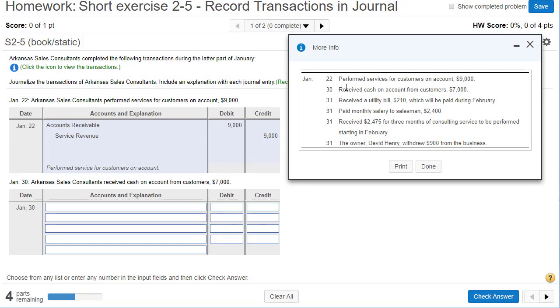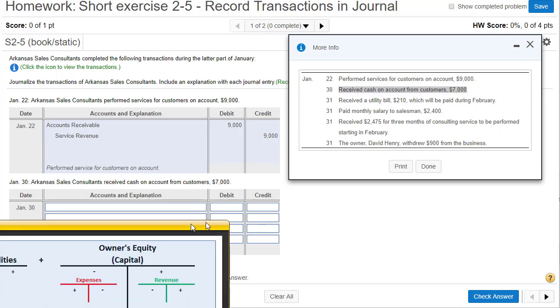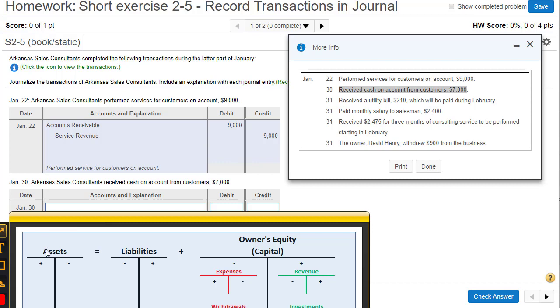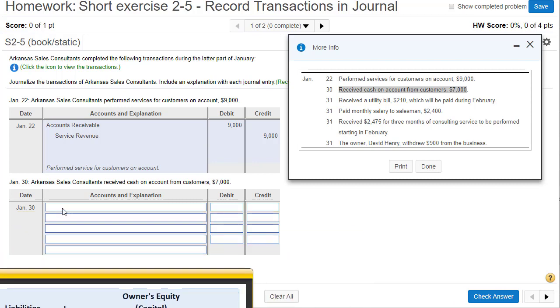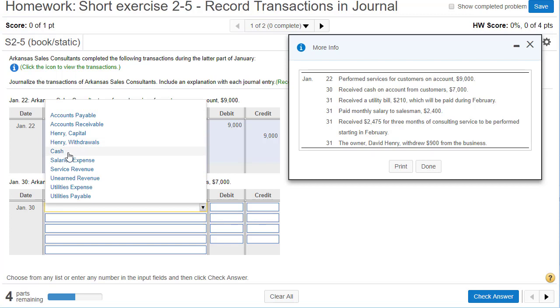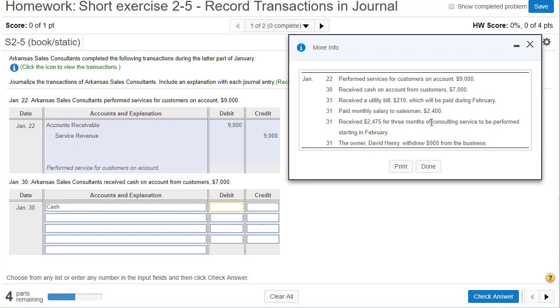Next transaction, we received cash on account from customers. So the key part in this is receiving cash. So since cash is the easiest to analyze, let's do cash first. Obviously, cash is an asset. So we have to figure out, is cash going up or is cash going down? Well, we received cash, so cash is going up. Therefore, cash is the debit account for $7,000.